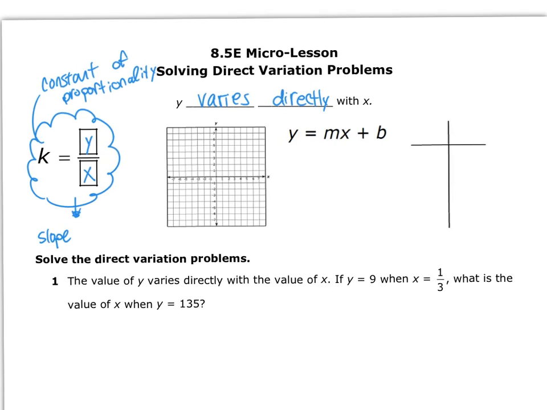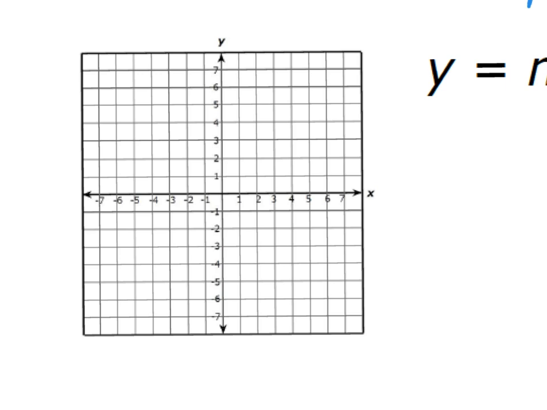So let's create an example here together. I want you to plot these points with me. (0, 0), (1, 3), and (2, 6). Take a moment to plot those points. And then let's label them. And let's draw a line through them also. This is a proportional linear relationship.